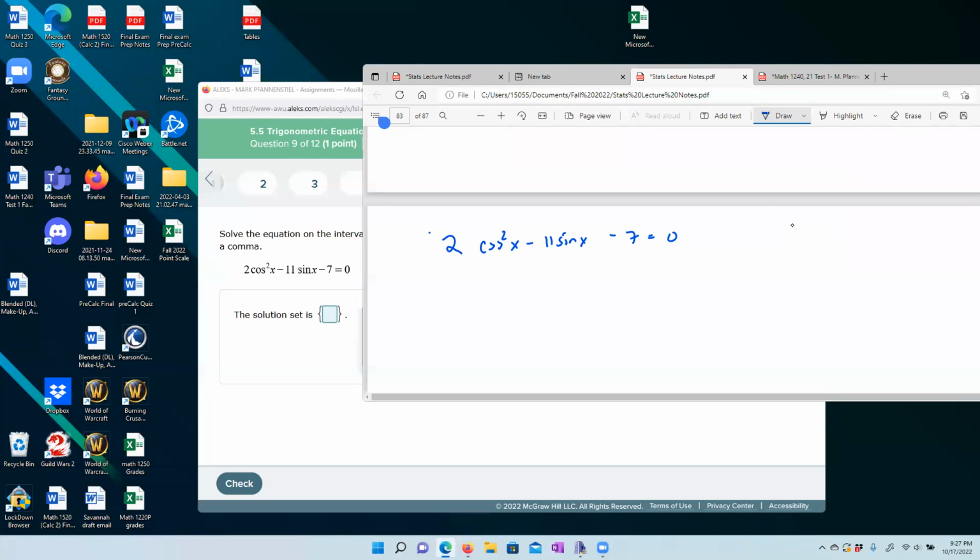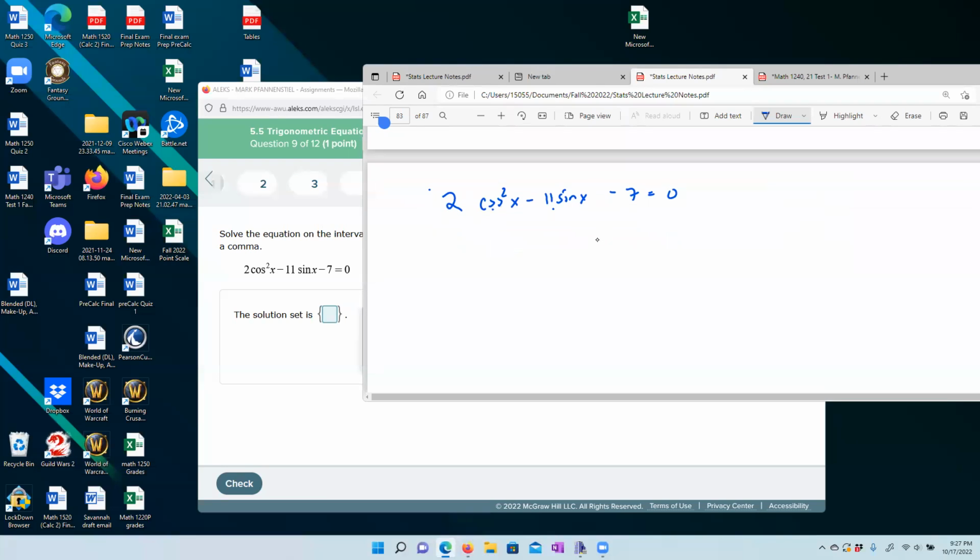All right. Now, the first thing you're looking at here is there's a cosine squared and a sine. In order to solve an equation like this, all of your trig functions kind of have to be the same thing. If they're multiplied together, you've got some options. But right now, they're connected by a plus or a minus. They all have to be the same kind of trig function.